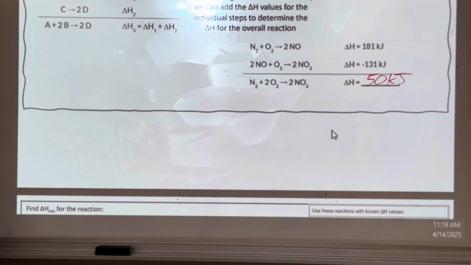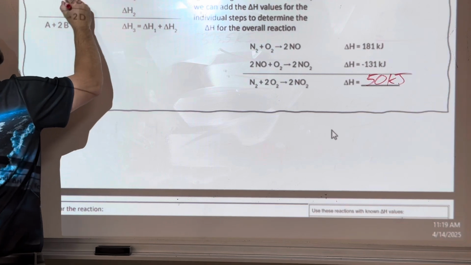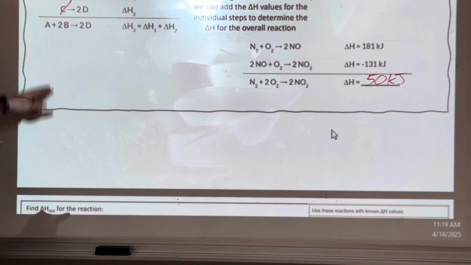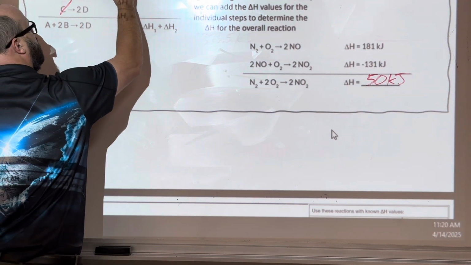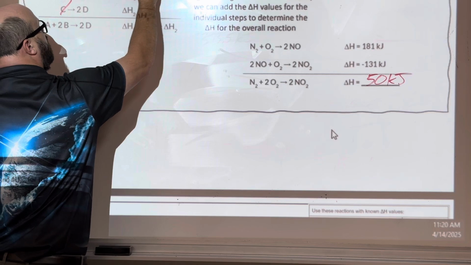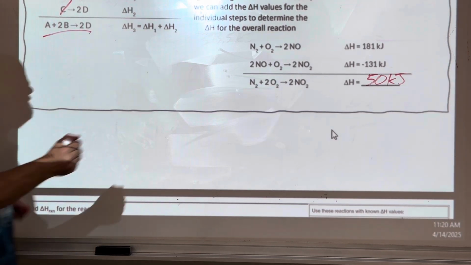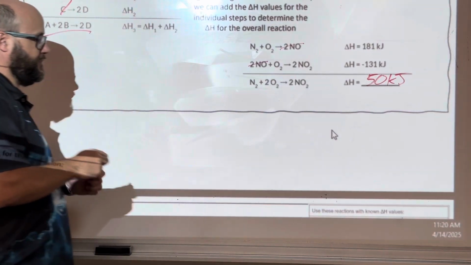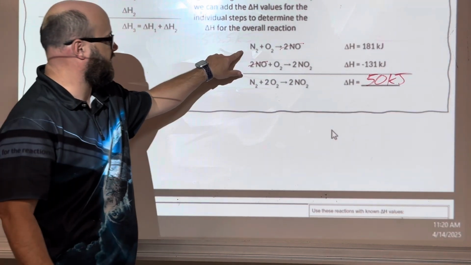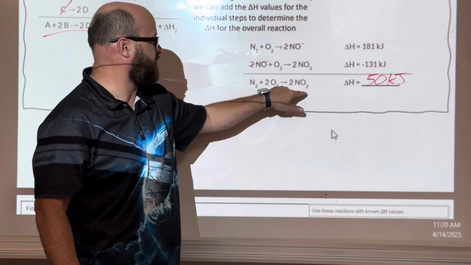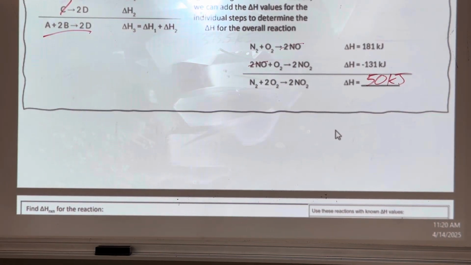Oh, here's a quick reminder. What is this thing called when it's formed in one step and then used as a reactant in the next? Intermediate, and they're not included in our final reaction. You can see it over here too. The two nitrogen monoxides do not appear in the final. N2, two O2s produces two NO2s. All right, we'll do a couple of reactions, examples, and then we'll call this a day.